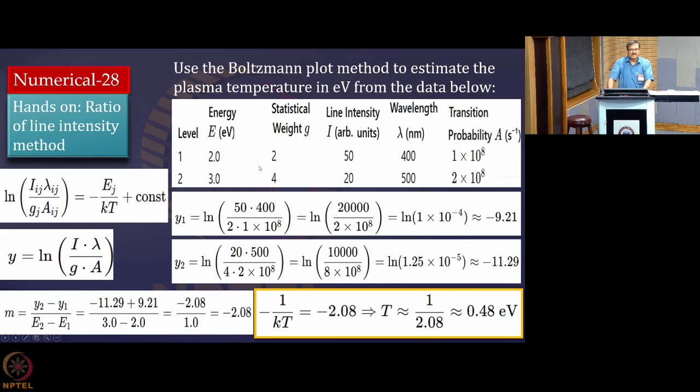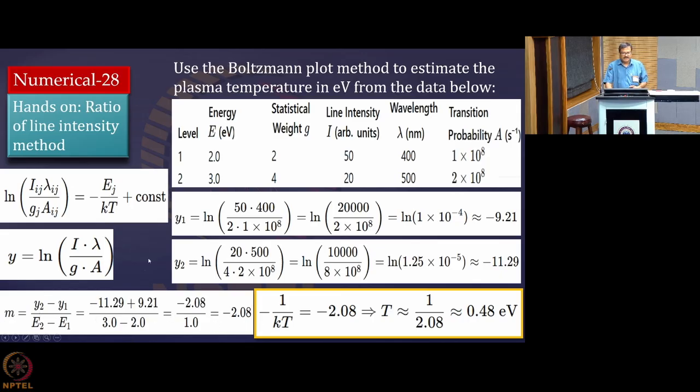Basically you know that this is a straight line formula, and you have two points of that straight line. If you know the two points x1, y1 and x2, y2 of a straight line, then you know how to find the slope. The slope is y2 minus y1 by E2 minus E1. Here E is acting as x. So you just put in the values: y1 in the first case is minus 9.21, and y2 is minus 11.21. You put these two values in, and you get a slope of minus 2.08.